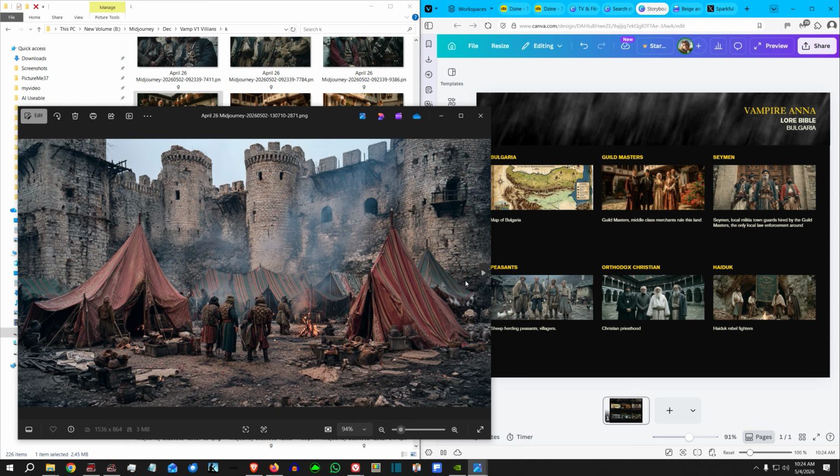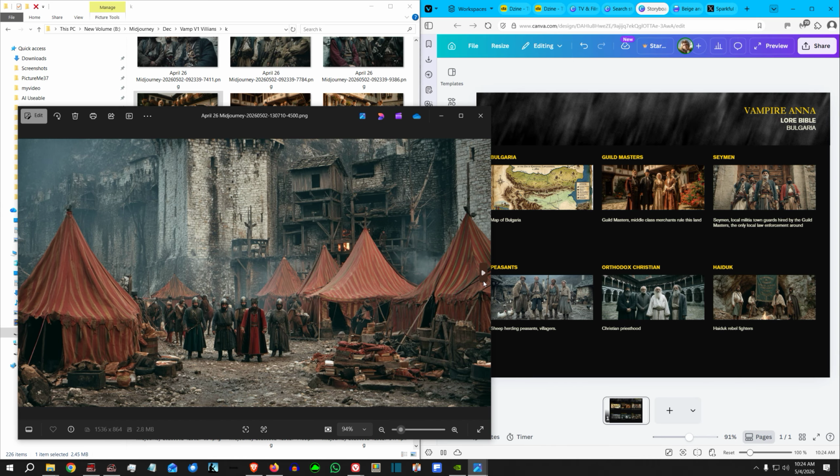And another bandit camp. With Midjourney, if you prompt in the scenery first before the characters, you get more of a scenery with a few people inside. And then people are smaller.